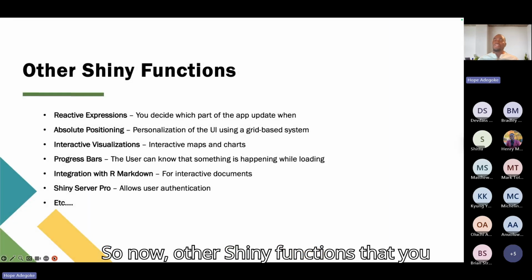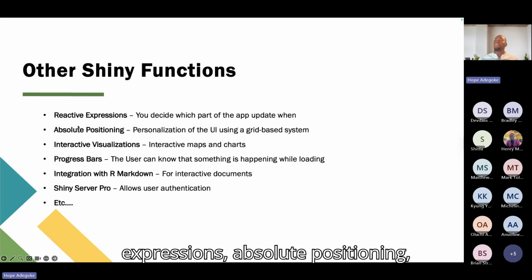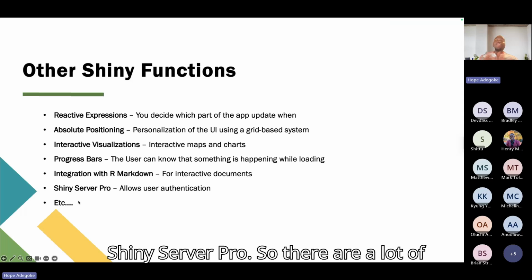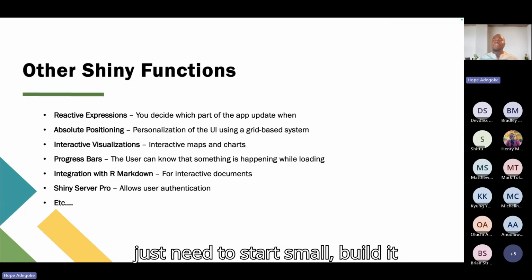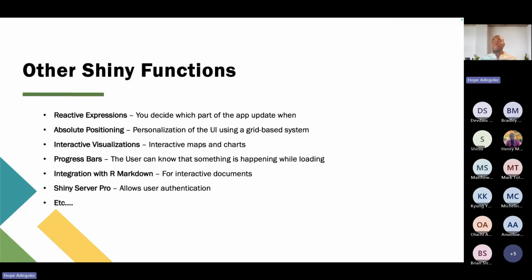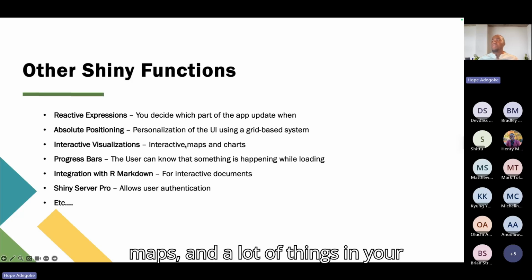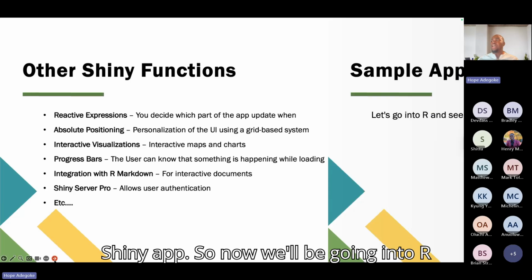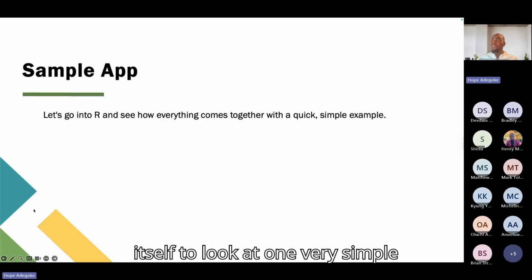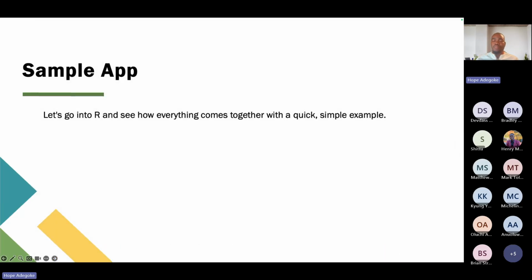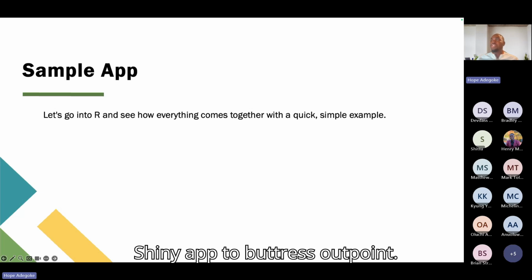So now, other Shiny functions that you can integrate: there are reactive expressions, absolute positioning, interactive visualizations, progress bars, integration with R Markdown, Shiny Server Pro. So there are a lot of things you can do with RShiny, but you just need to start small and build it up. Whatever you feel you need, you can go to those documentations to check how to get it done. So you can include maps and a lot of things in your Shiny app. So now we'll be going into R itself to look at one very simple Shiny app to buttress our point.